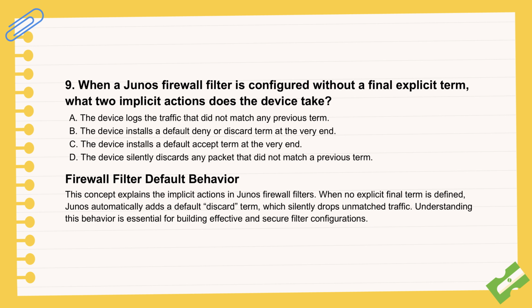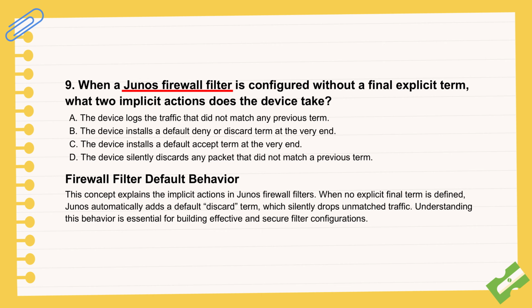Okay, let's hit a really critical security point now. Firewall filters in Junos. Specifically, the default behavior if you don't finish your filter properly. This is absolutely fundamental. If you configure a firewall filter, apply it to an interface, but you forget to put an explicit final term, usually a then accept or then discard, that catches everything else. What happens? Does it just allow everything that didn't match? No, quite the opposite, thankfully.